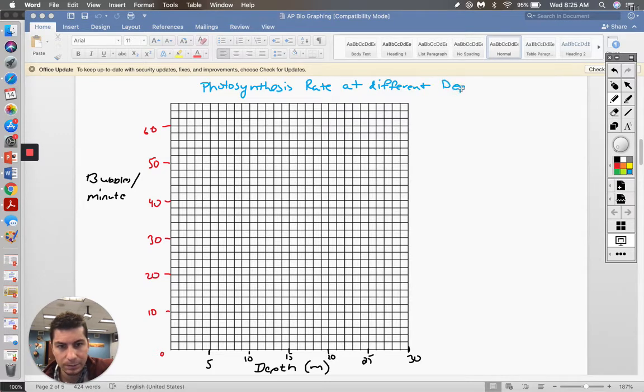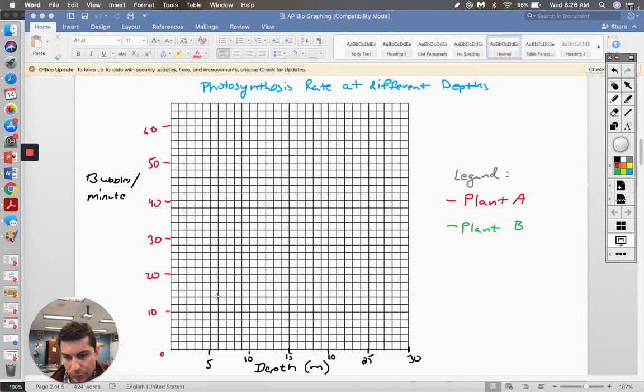So there's our graph there. And then over here, I will put our legend. All right, I'm going to use two different colors here. We will say the red line is plant A, and we'll go with green for plant B. Okay, so let's get our line going here.